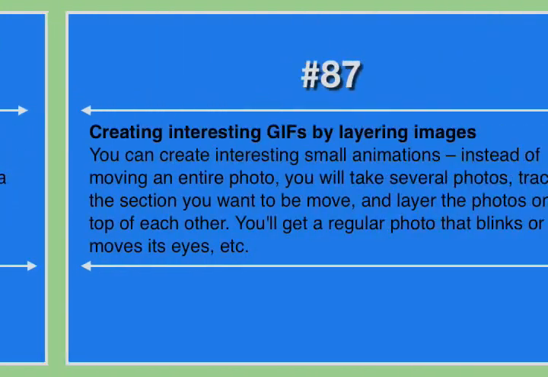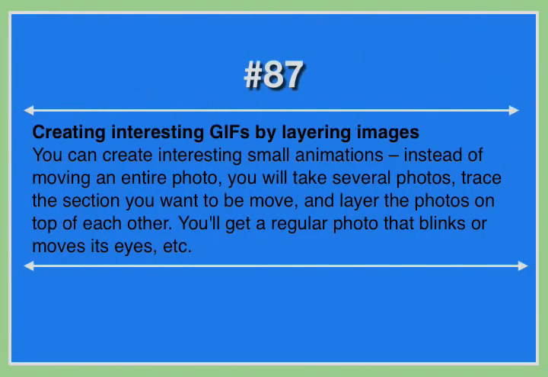Number 87. Creating interesting GIFs by layering images. You can create interesting small animations. Instead of moving an entire photo, you will take several photos, trace the section you want to be moved, and layer the photos on top of each other. You will get regular photos that blink or move their eyes only, etc.